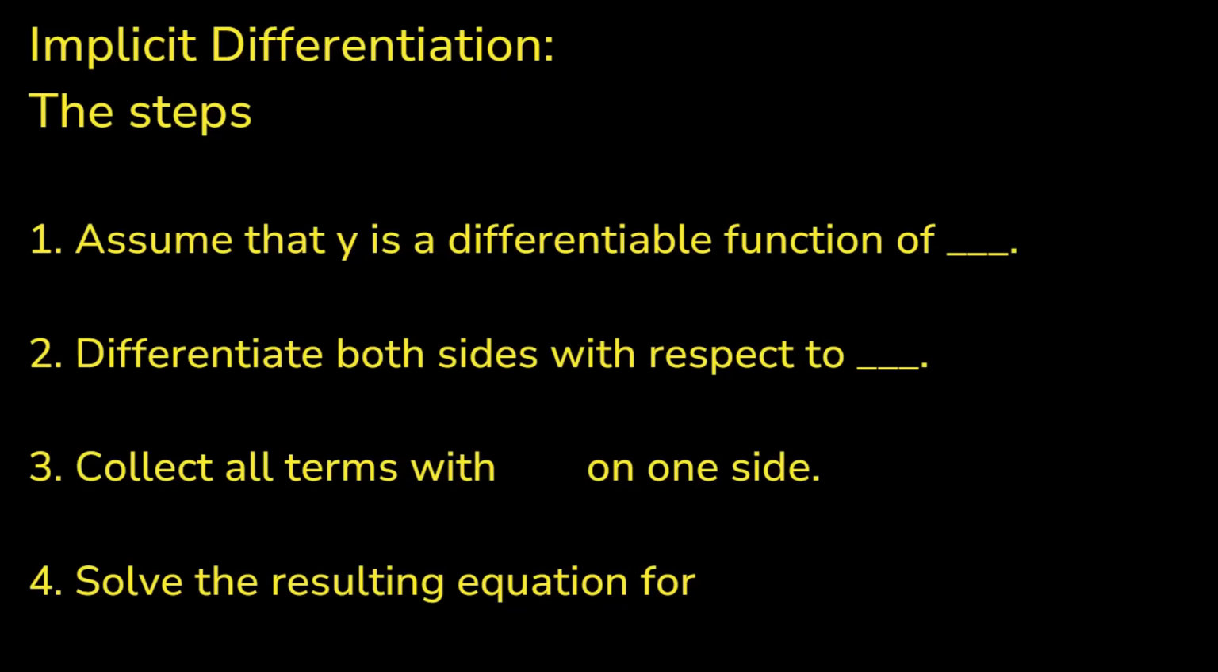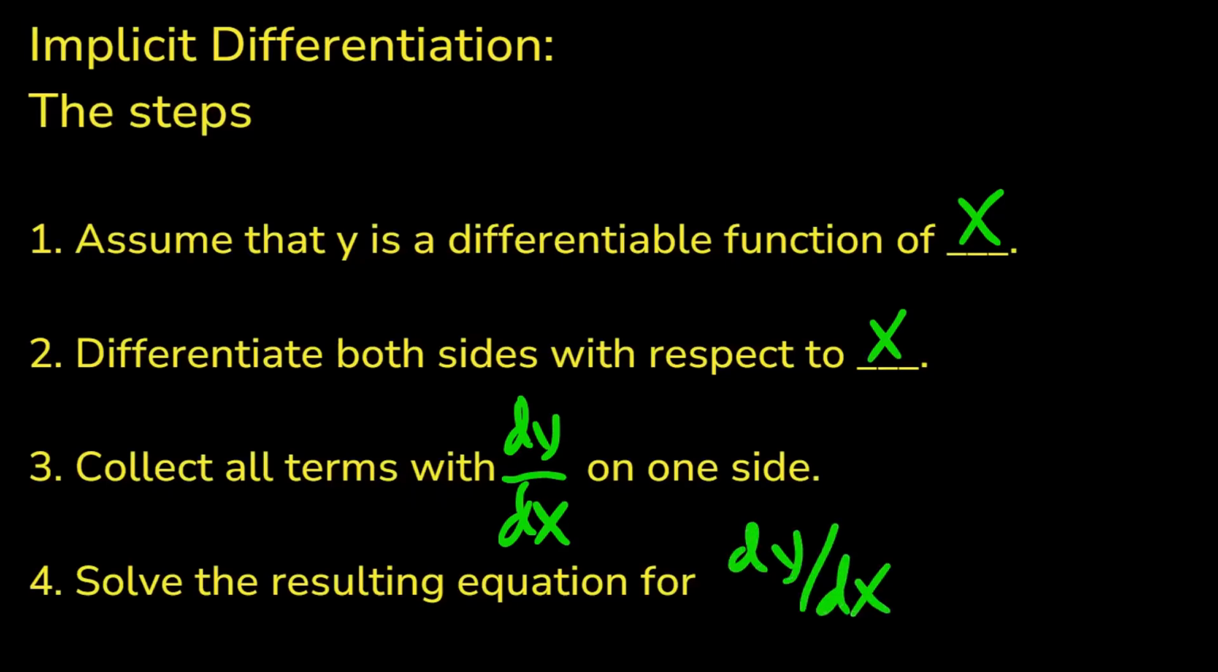So in summary, the steps for implicit differentiation. First, assume that y is a differentiable function of x. Differentiate both sides with respect to x. Then collect all the terms with dy dx on one side. And then solve the resulting equation for dy dx.